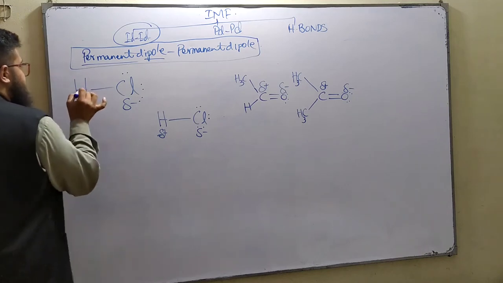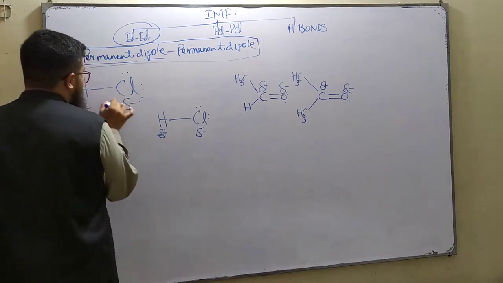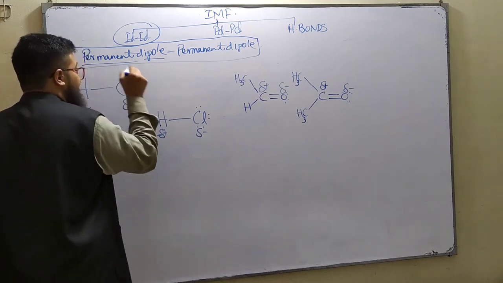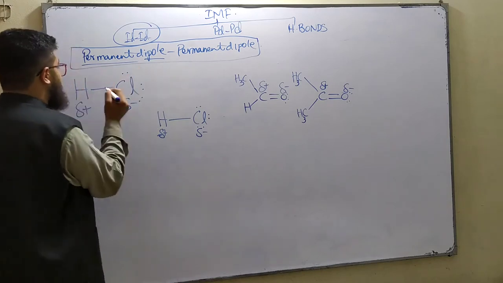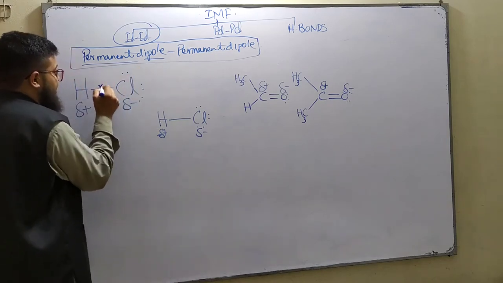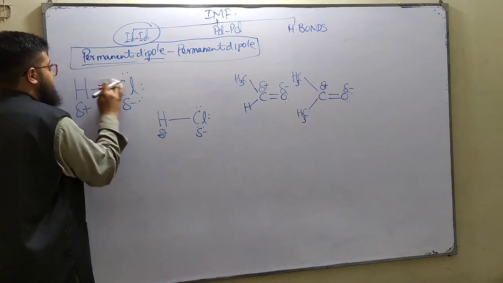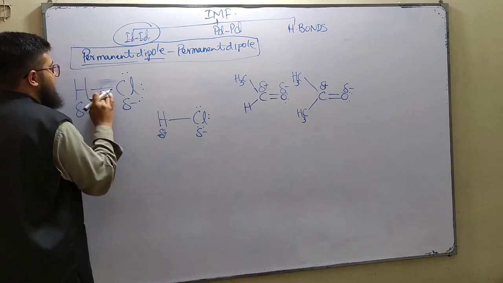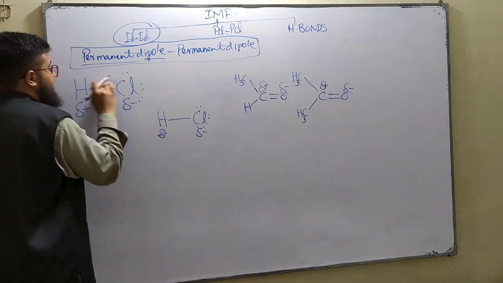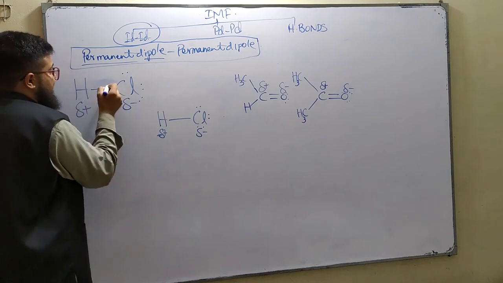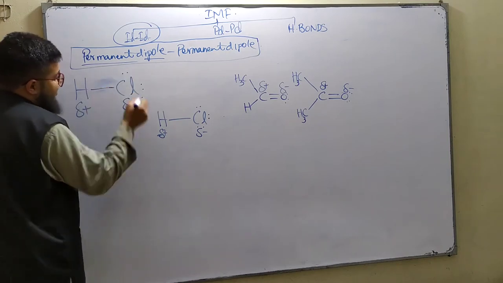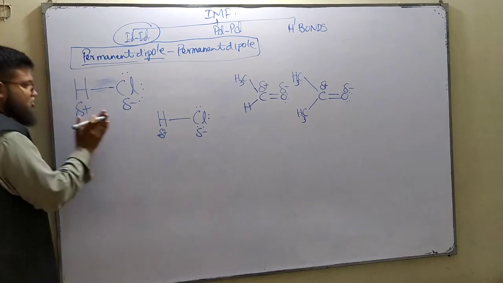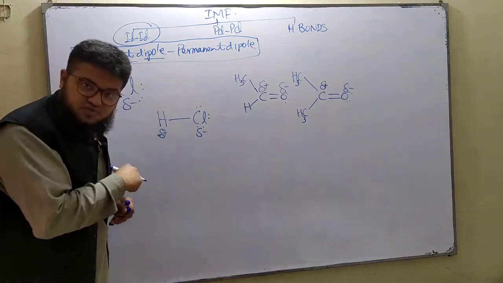HCl contains a hydrogen and a chlorine. It's a polar molecule because chlorine is more electronegative as compared to hydrogen. So it will cause the bonded electrons to shift towards itself, and as soon as the bonded electrons shift towards the chlorine atom, what will happen? The chlorine will get a partial negative charge, whereas the hydrogen will get a partial positive charge.